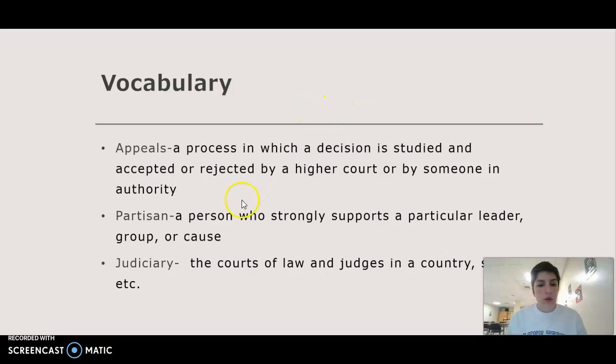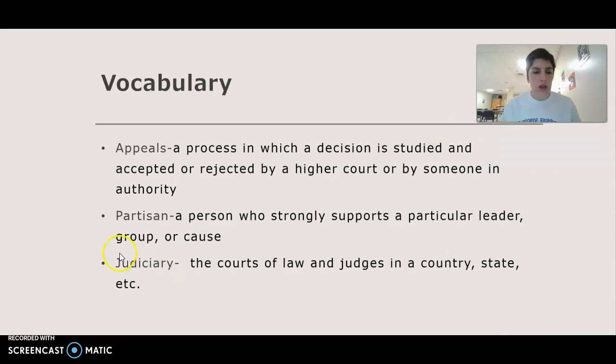Partisan, that is a person who strongly supports a particular leader, group, or cause. So if you are a partisan person, that might mean that you belong to one political party, Democrat or Republican, and you really just follow that party with most of their decisions and their leaders. And then judiciary, I'm going to move myself up here, sorry, so you can see all the words. Judiciary, that is the courts of law and judges in a country, state, etc.